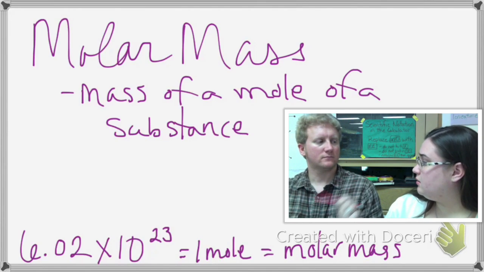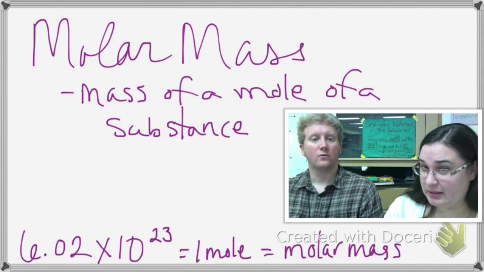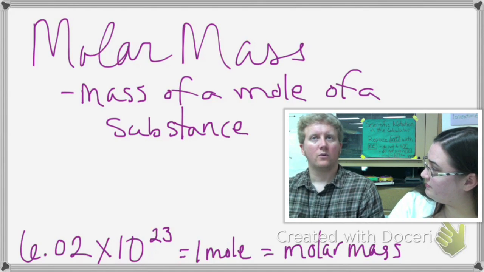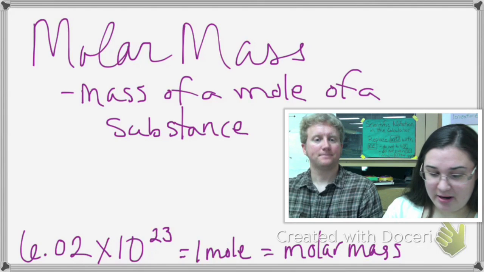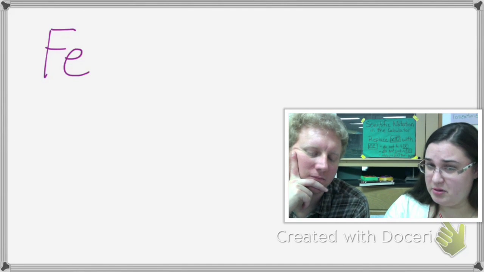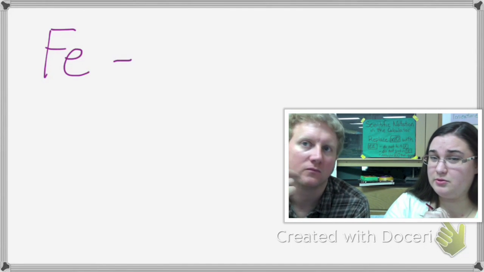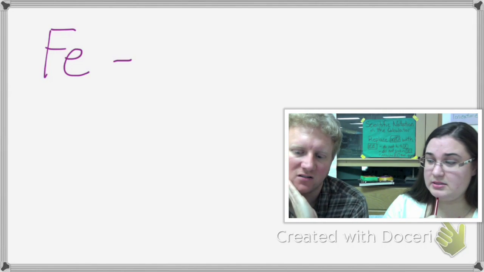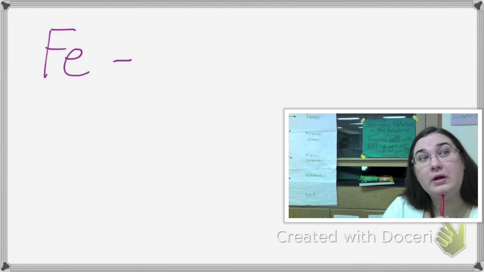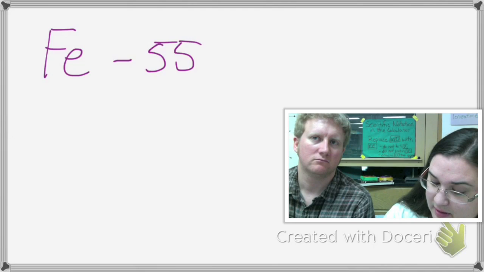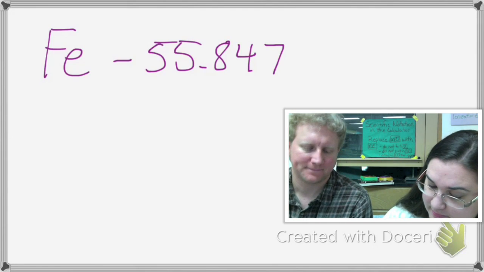And so we did our card sort, and you hopefully realized that the molar masses are the same as your atomic masses if we look them up for our elements. So if we're doing iron, and we need to know the molar mass of iron, all we have to do is look at the atomic mass on the periodic table. Which is... what is it? 55.847. Or at least the one on the wall.